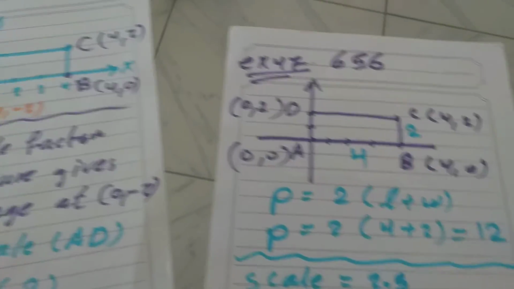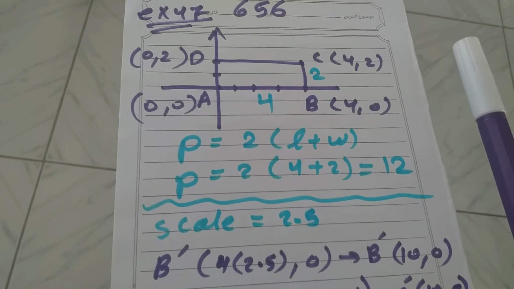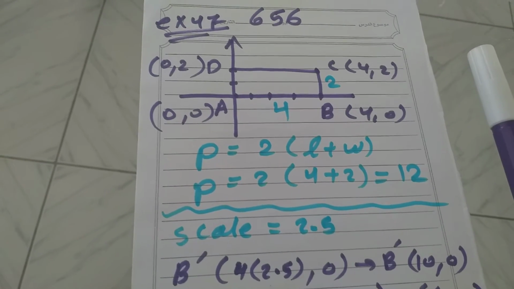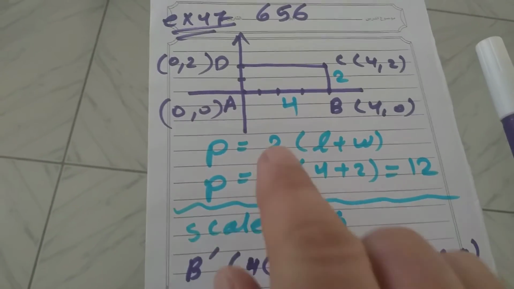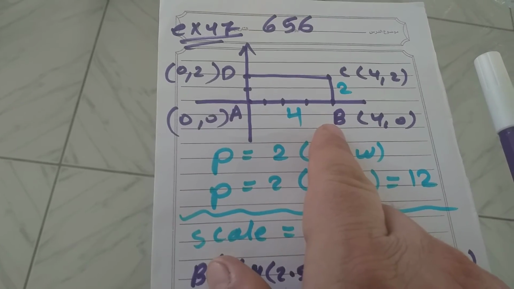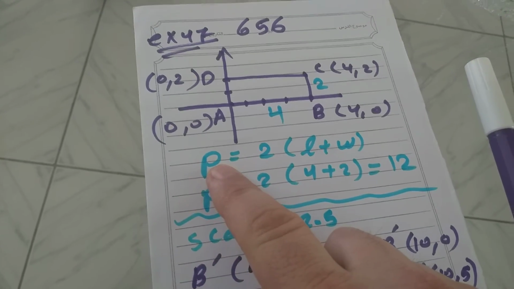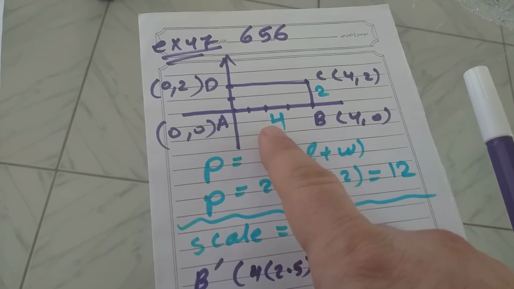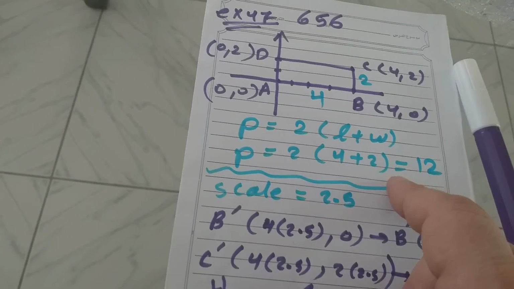Now, in the second question, he asked me to find the perimeter of this rectangle ABCD. This is exercise number 47 on page 556, one of the test prep questions. Again, A is (0, 0), B is (4, 0), C is (4, 2), D is (0, 2). The perimeter of the rectangle is 2 times length plus width. 2 times 4. From A to B, it's 4. From B to C, it's 2. So the perimeter is 4 plus 2, which is 6, times 2, which equals 12.